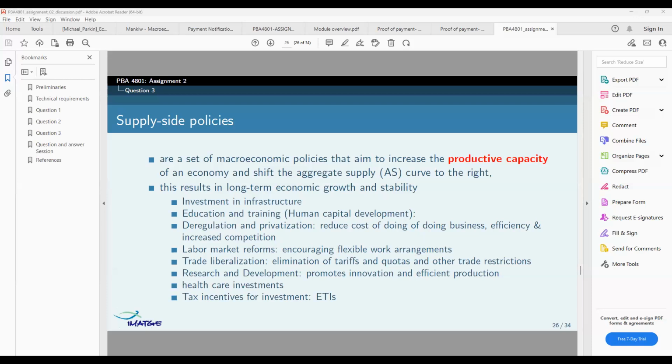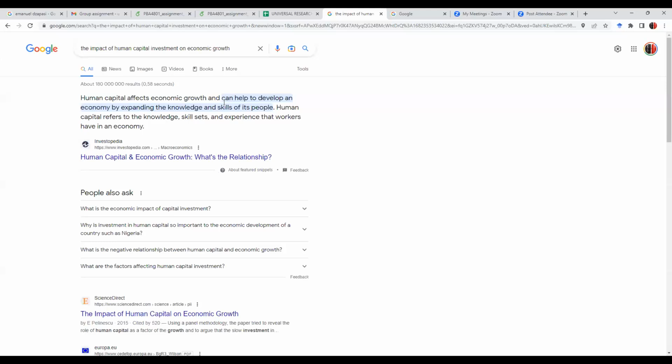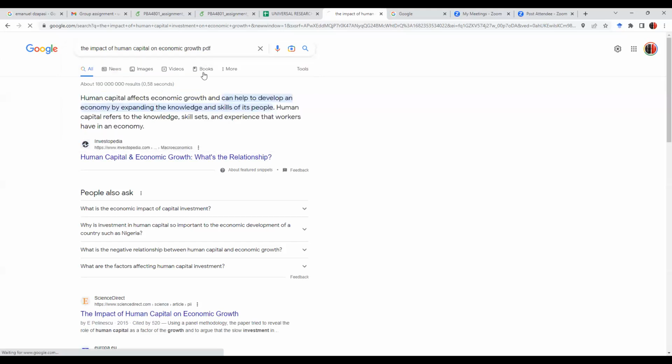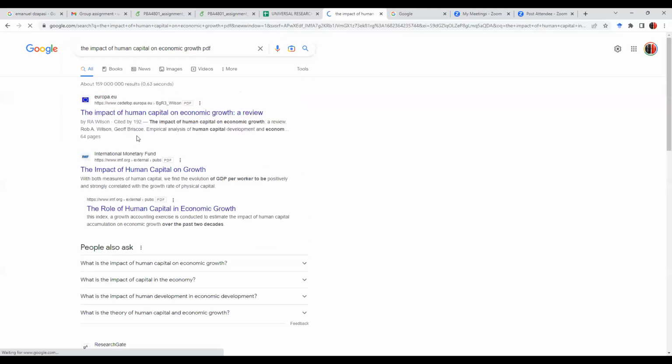Because remember, in research, you would need to be able to demonstrate your ability to conduct what? Unsupervised research, right? So this is what I did. When you just go on Google and try to find out various supply-side policies, you get a lot of points, and I can't exhaust them here. But now you need to know, how does it work? How does human capital investment affect growth, right? If you want, you can put PDF at the end so that you can get articles that are actually.